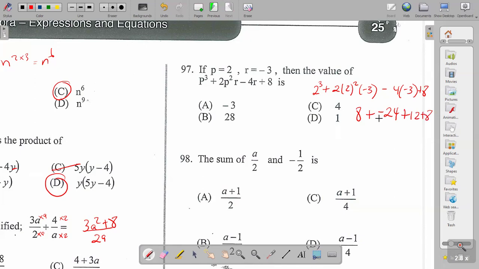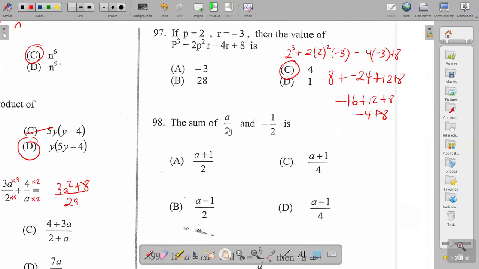So we just gotta work this out. 8 times 3 is 24. 8 times 2 is 16. So this is gonna give me negative 16 plus 12 plus 8. So this will give me negative 4 plus 8, which is positive 4.